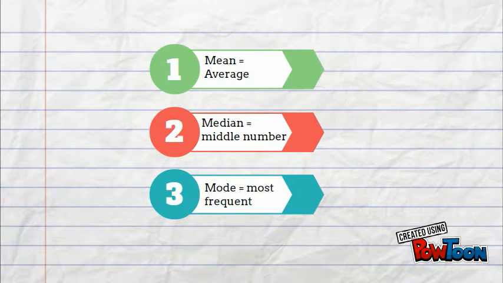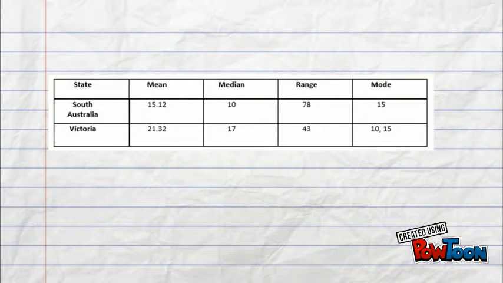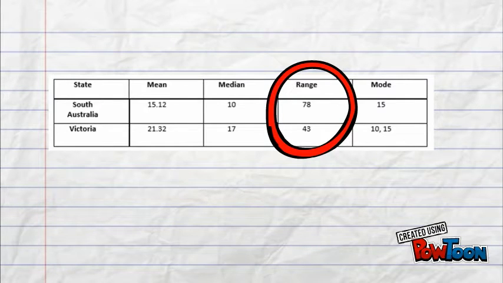The mean is the average number, the median is the middle number in a set of data, and the mode is the most frequent. It's interesting to note that even though South Australia's data contained a larger range, it still had a smaller average.